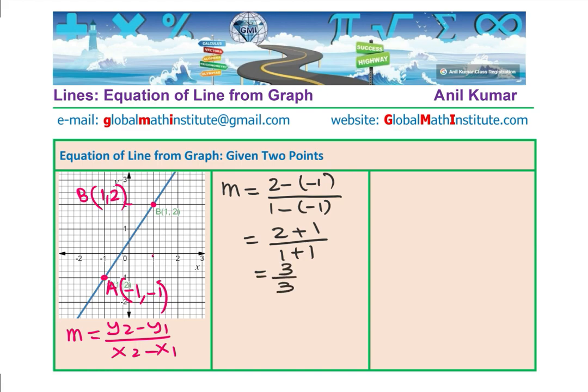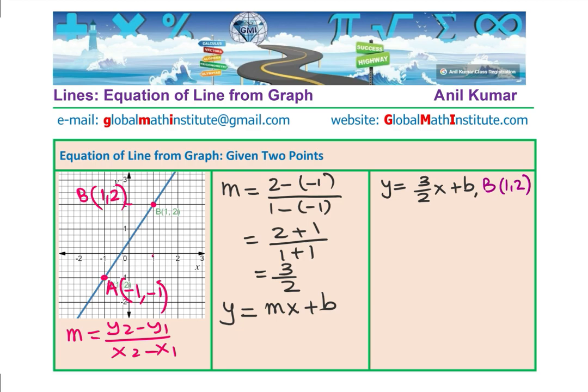You can see that the line is rising, and therefore the slope should have been positive. It is positive. So once we get the slope, we can write the equation as y equals mx plus b, where m is 3 by 2. So I can write this as y equals 3 by 2 x plus b, right? To find the value of b, I will use the point 1, 2. So I'm using the point 1, 2 to find the value of b. 1, 2 means that 2 is the value of y, 1 is the value of x, right? And then we'll find what b is.